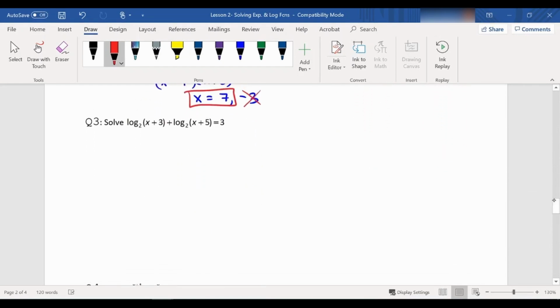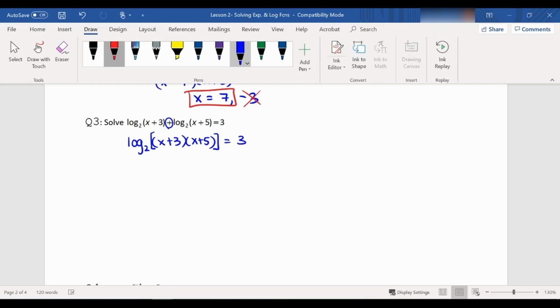So let's try one more that combines this quadratic idea, but also rewriting as exponential form. So step 1, rewrite using log laws. So I've got log base 2 of x plus 3 times x plus 5, because of the plus between the two logs. And this is all inside our logarithm.